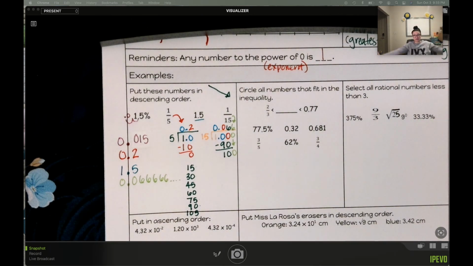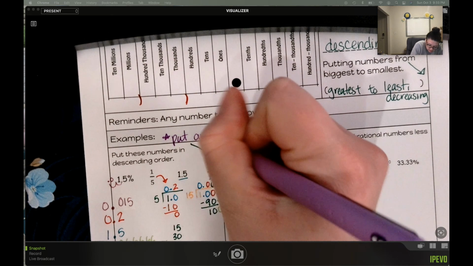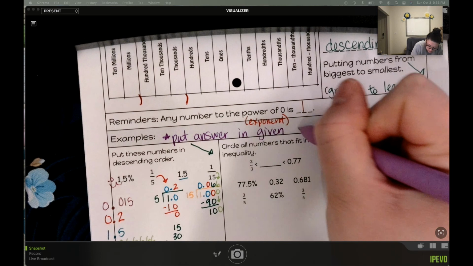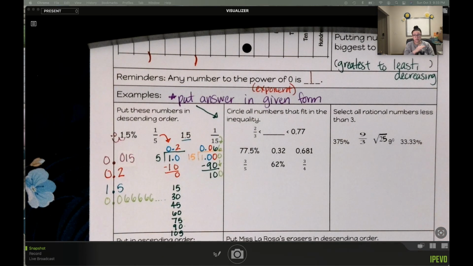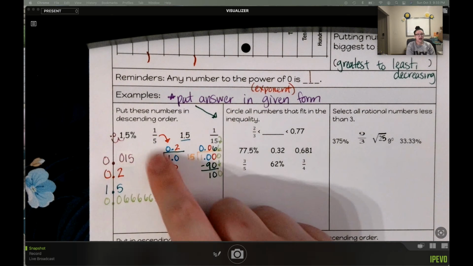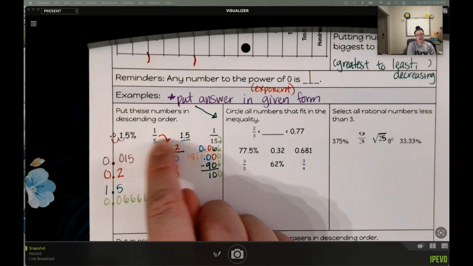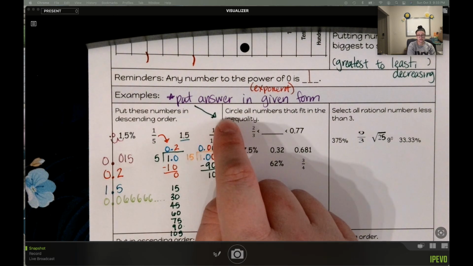Now we've turned them all into decimals. Now we can compare them to put them in order. A big thing here, put your answer in the given form. So when we're putting them in order, from greatest to least in descending order, I don't want to see these decimals. I want to see these numbers they gave us. So we're trying to find the biggest number descending. We're trying to go from the biggest to the smallest.